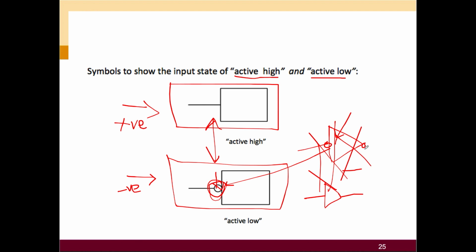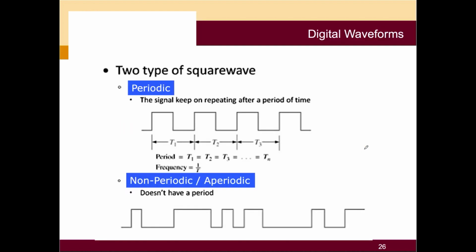So is it okay? So next we move on to the digital waveform. So only two types also, because last time we have two differences between positive and negative.